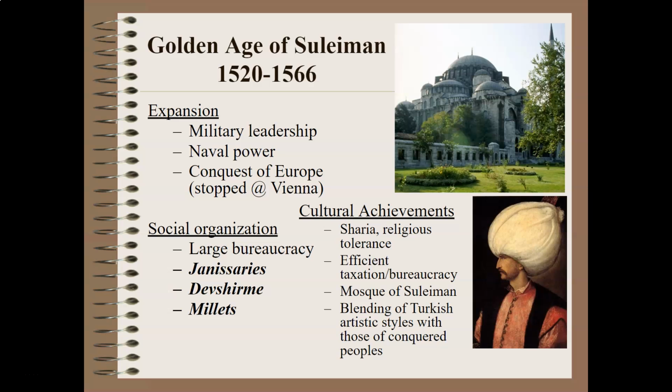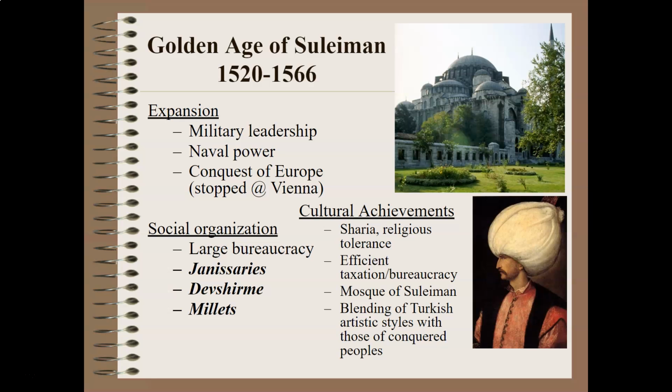And then you have the Mosque of Suleiman, which is an important building to show off his power and strength, kind of like what Justinian did with Hagia Sophia. But again, this shows not only the power and strength of the empire, but their cultural advancement. And you can see here is the Mosque of Suleiman. Looks very similar to the Hagia Sophia in a lot of respects. And you see this blending of Turkish artistic styles with the people they conquer.